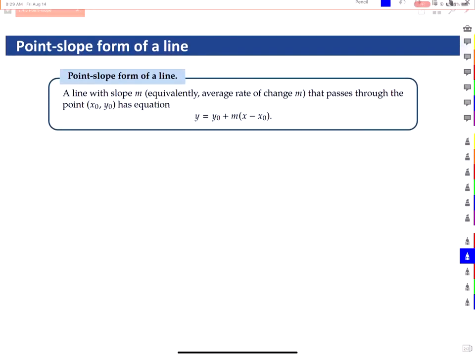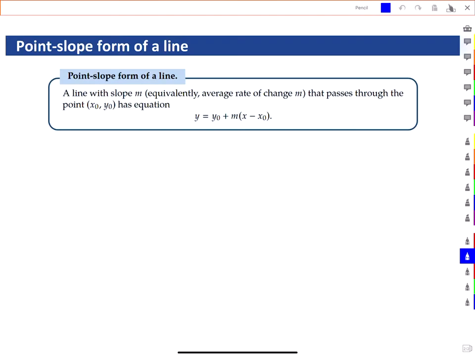A line with a slope m, or equivalently the average rate of change, as we've been calling it a lot recently, that passes through the point (x naught, y naught), and it's what these little subscripts mean, or you could say x0, y0, but just know that this is just any point on your graph, has the equation y equals y naught plus m times x minus x naught.